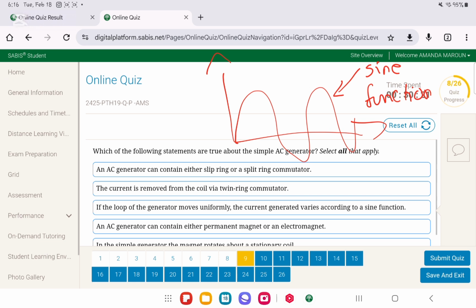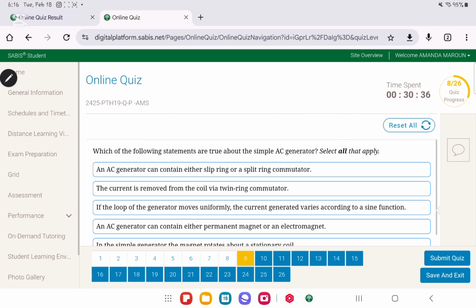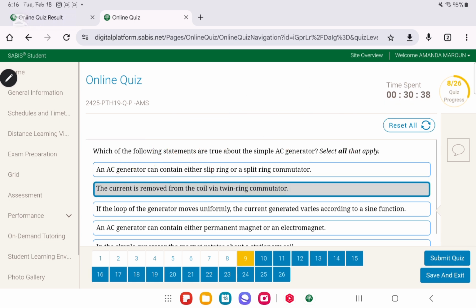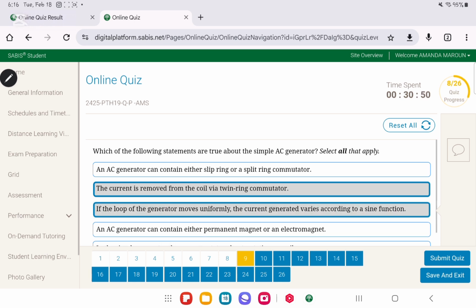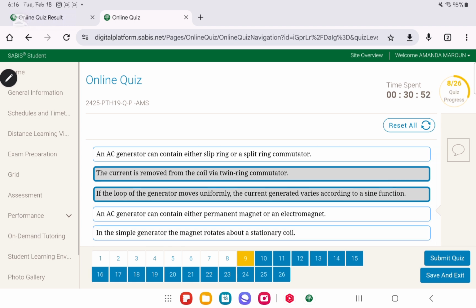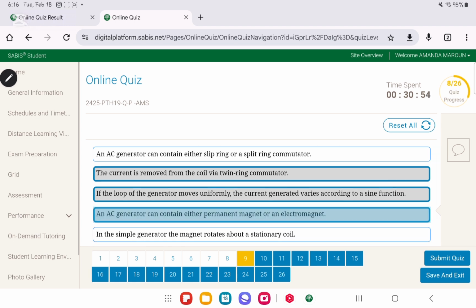Now in the AC generator, we can have two types of magnets, either a permanent magnet or an electromagnet. These are the important things you need to know about the AC generator: it's either slip ring or twin ring. Pay attention, it's not split ring, it's slip ring. The current generated varies according to a sine function, like we said. Again, it's either a permanent magnet or an electromagnet, and that is pretty much it.